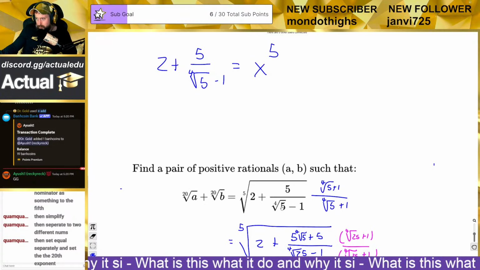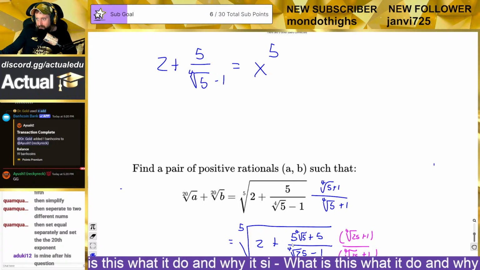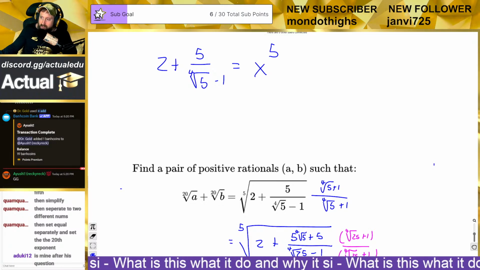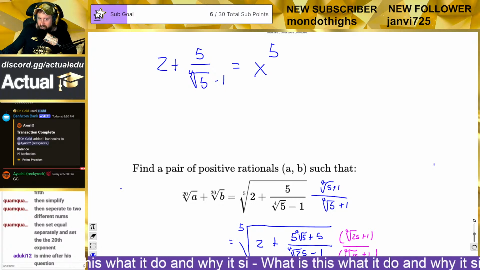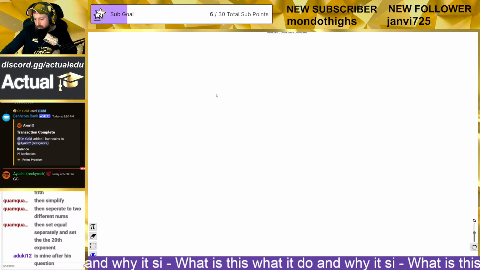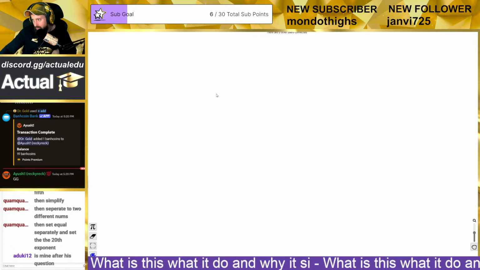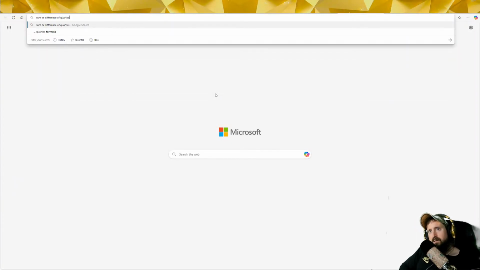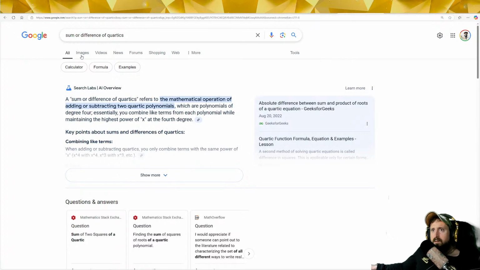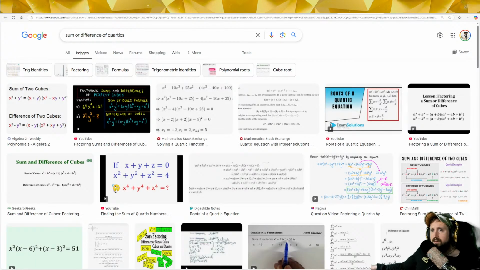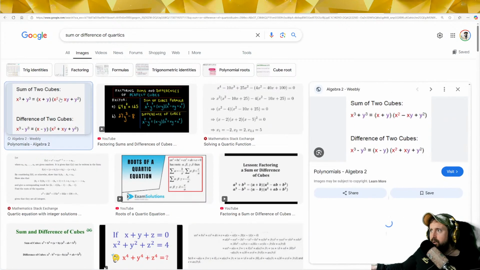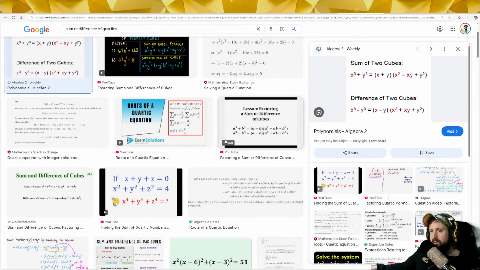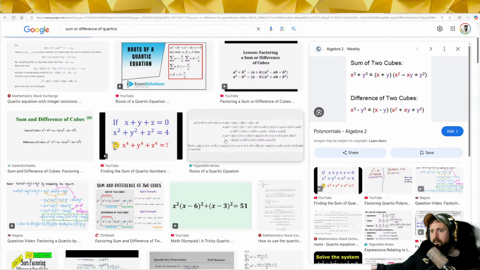This is a 4th root. So I'm trying to do something with the 4th power. So I think I want a sum or a difference of 4th powers. I have it for cubes. That's for cubes. That's cool. Where is there one for 4th powers?